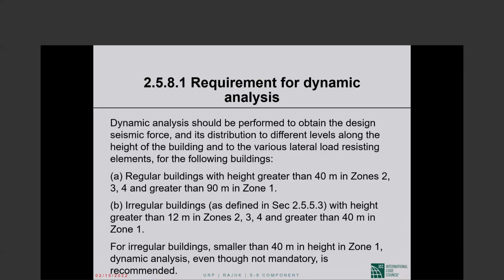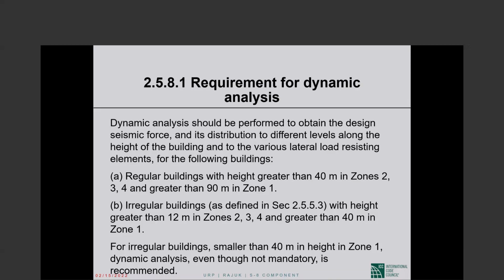Something I do want to mention just for you to know: what we have gone through so far in the last few minutes already tells you that BNBC has a lot more faith in dynamic analysis, modal response spectrum analysis, than in equivalent lateral force procedure. Equivalent lateral force procedure is allowed only under pretty significant restrictions.